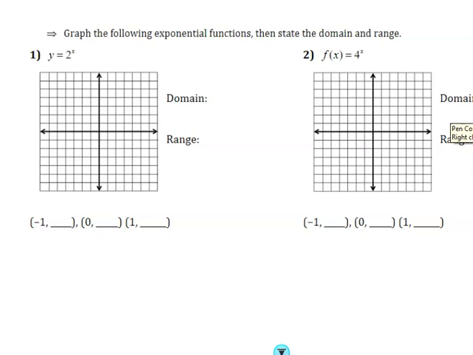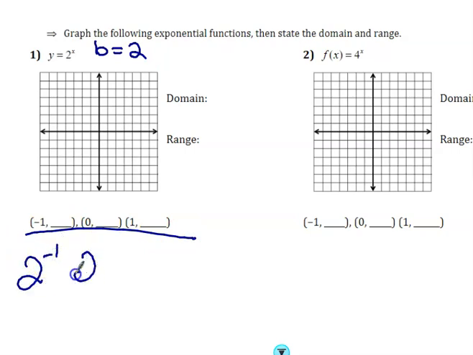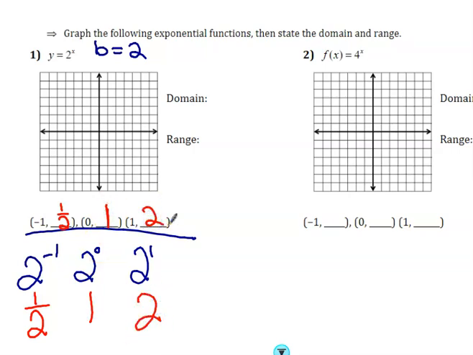So number 1, y equals 2 to the x. Well, b is 2. So I want to graph these crucial points. I'm going to do 2 to the -1, 2 to the 0, and 2 to the first. 2 to the -1, it's the reciprocal, guys. It's 1/2. 2 to the 0, anything to the 0 power is 1. And then 2 to the first is 2. So I'm going to graph those points and see what's up.